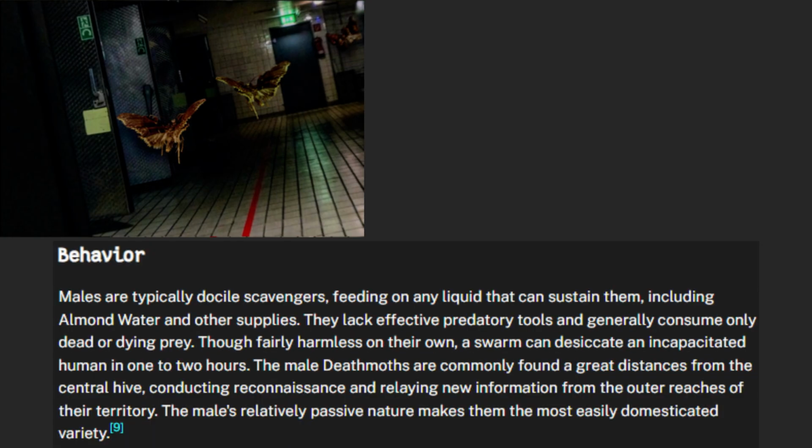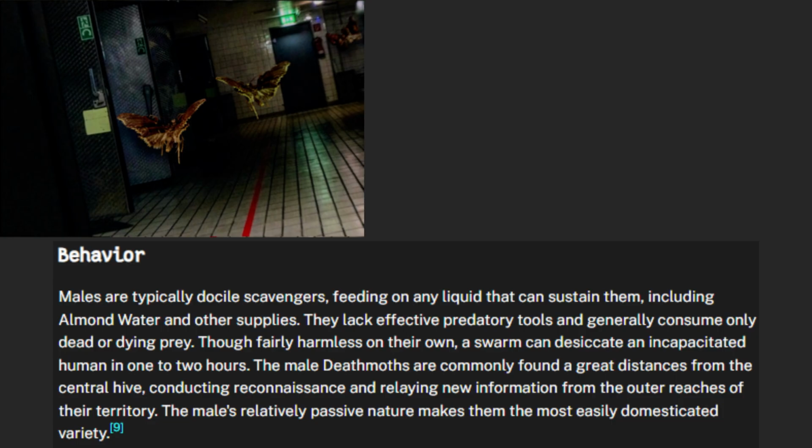Behavior. Males are typically docile scavengers, feeding on any liquid that can sustain them, including almond water and other supplies. They lack effective predatory tools and generally consume only dead or dying prey. Though fairly harmless on their own, a swarm can desiccate an incapacitated human in 1 to 2 hours.